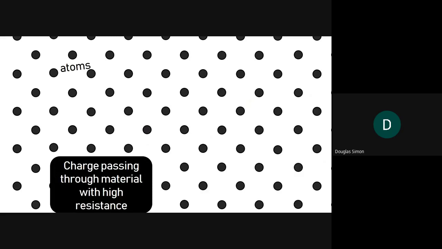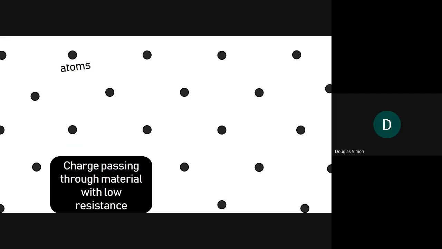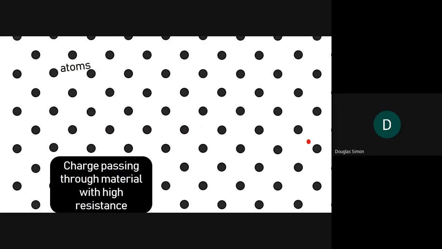So let's think. Supposing we made this wire longer, what would happen? Well, there's obviously going to be many more atoms all in a row. So if there were many more atoms in a row, the electron has to go through even more. There's going to be more collisions. There's going to be a higher resistance.